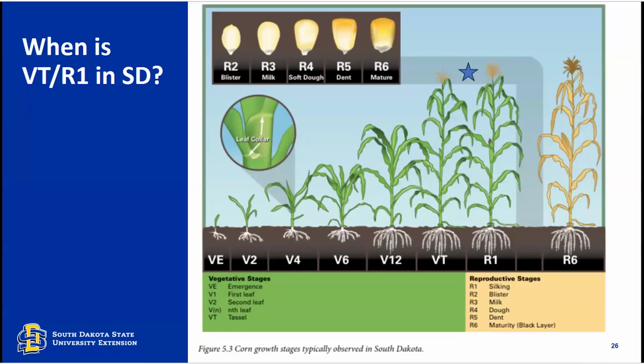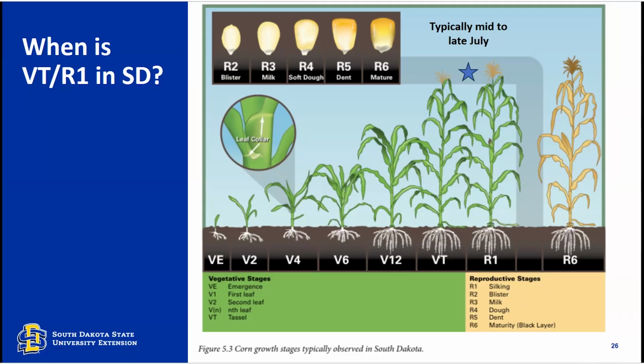Just one real quick. We say that VT/R1 is kind of the sweet spot to apply for fungal diseases in corn. When is VT/R1 in South Dakota, roughly on a calendar? You think it's June? August? Well, typically you see mid to late July, so almost August is when we would want to start. If we're starting to apply a fungicide in June, that's probably too early.